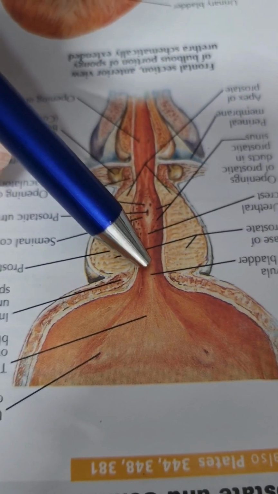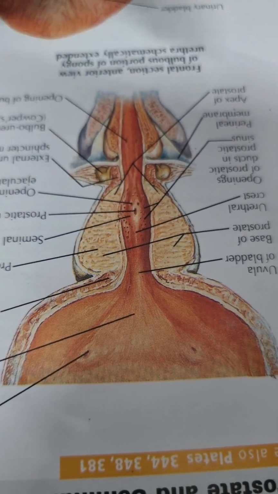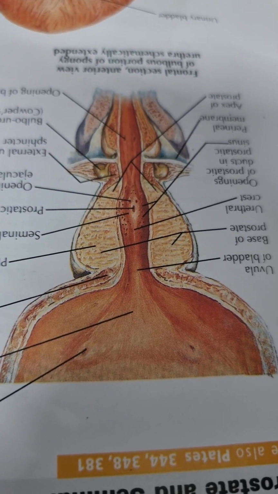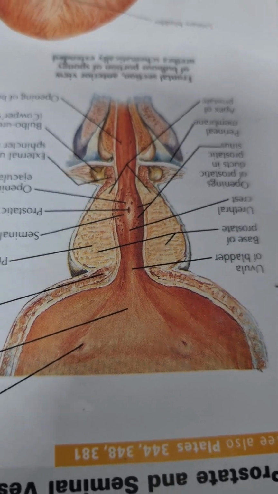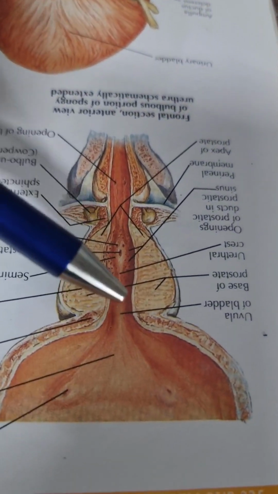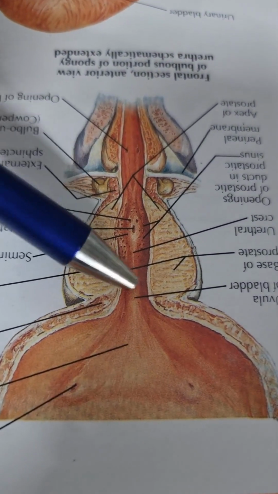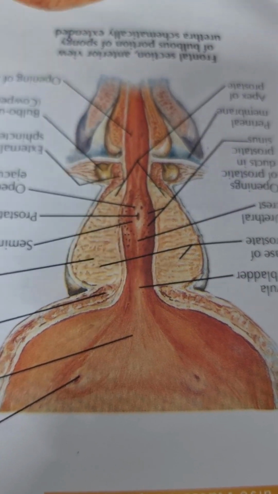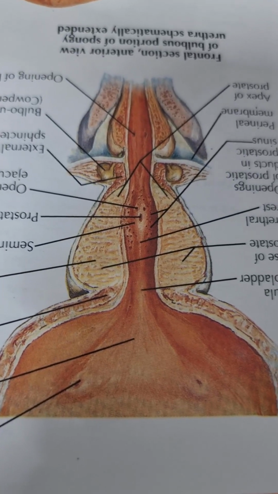This elevation is produced by the underlying median lobe, and this median lobe is usually the site of benign prostatic hyperplasia. That is, it increases in size and invaginates into the urethra, and over here causes the obstruction. The obstruction is mainly caused by this median lobe in prostatic hyperplasia or BPH, benign prostatic hyperplasia. It is the median lobe which is mostly involved.